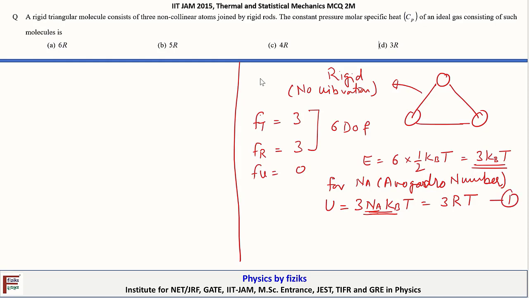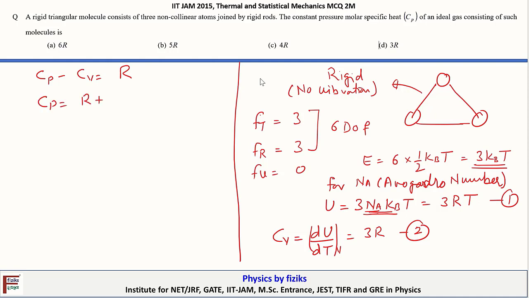Let's call this equation 1. From here we can determine the heat capacity at constant volume, Cv, which is dU by dT at constant volume. This is equal to 3R. Let's call this equation 2. Now because it's an ideal gas, it will satisfy the relationship Cp minus Cv equal to R. So Cp is equal to R plus Cv, and Cv is 3R, so Cp is R plus 3R, which is 4R. Therefore the correct option here is C.